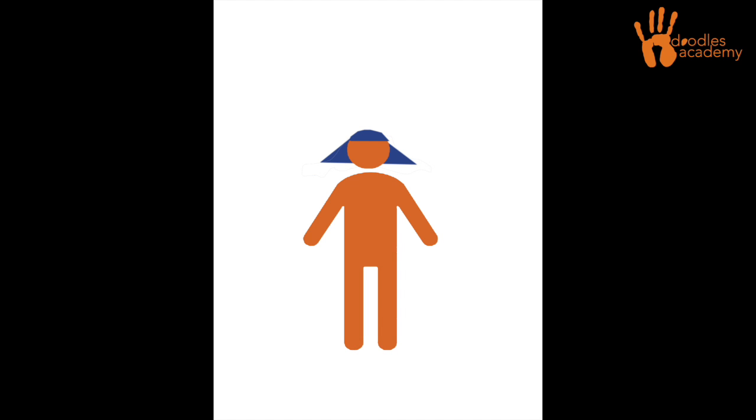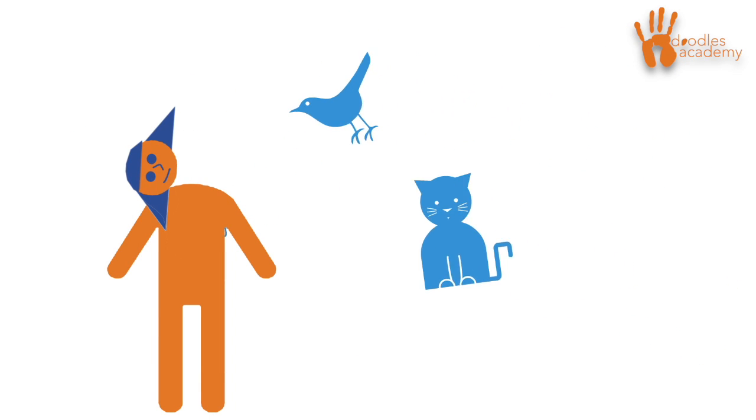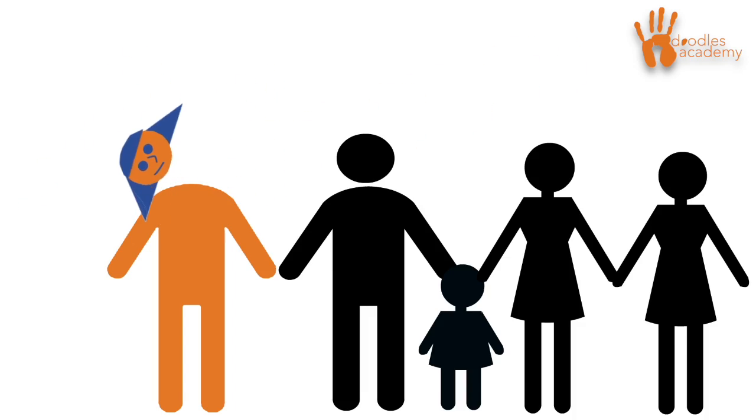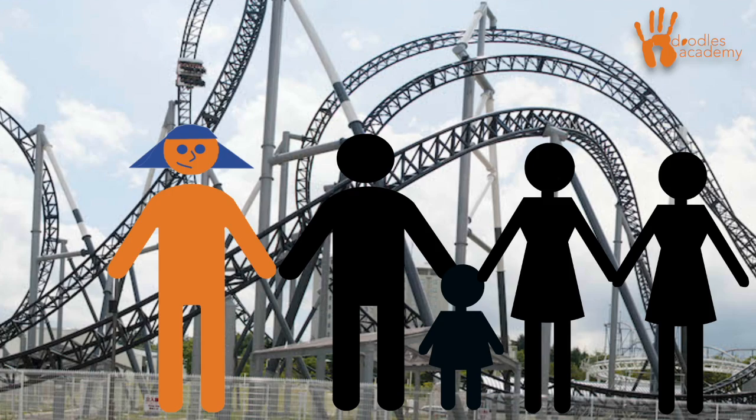We all have a head, we have a body, we have 2 legs, we have 2 arms, we have hair, eyes, a nose, and a mouth. But we're more than just our parts. We're also made up of the things that we like, the things that we dislike. We're made up of the relationships that we have and the experiences that we have.